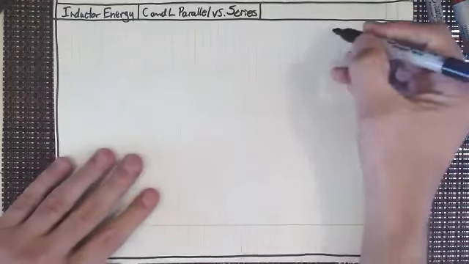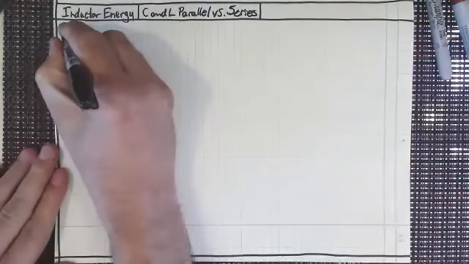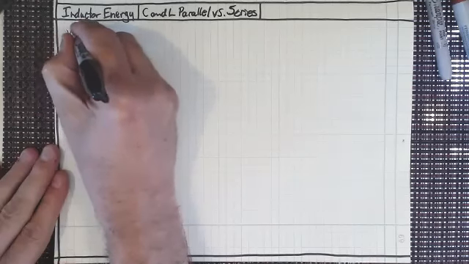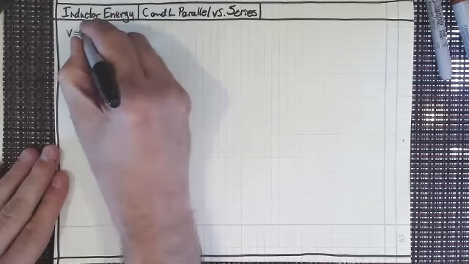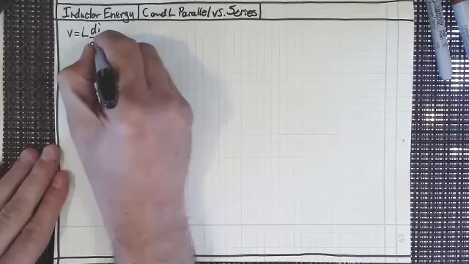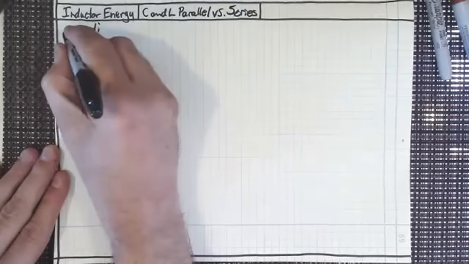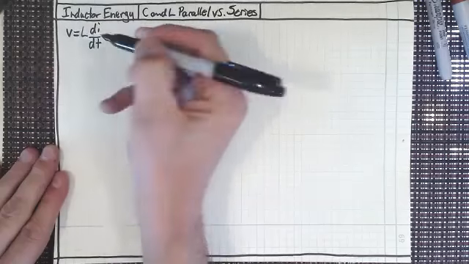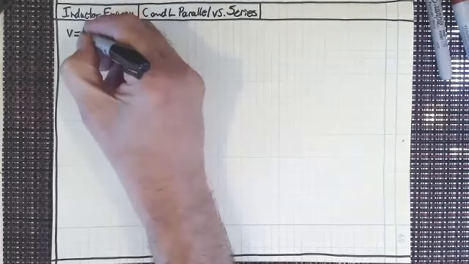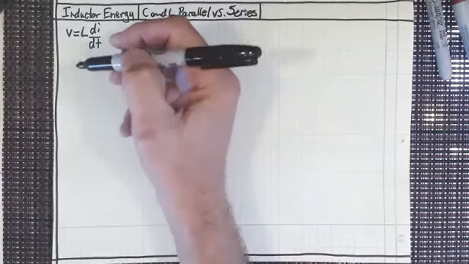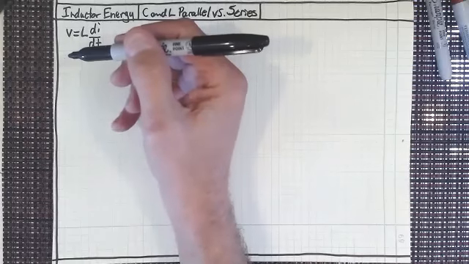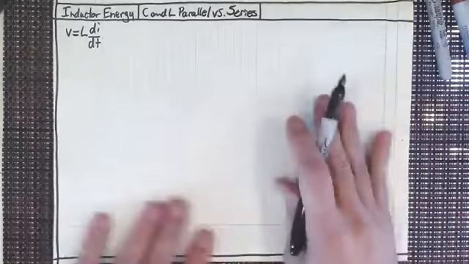What we know about inductors. Well, sort of the opposite of capacitors. V is going to equal my inductance times di dt, right? If you remember, for capacitors, it was I equals C dV dt, and for inductors, it's V equals L di dt. And of course, that is because they're exactly the opposite, right?